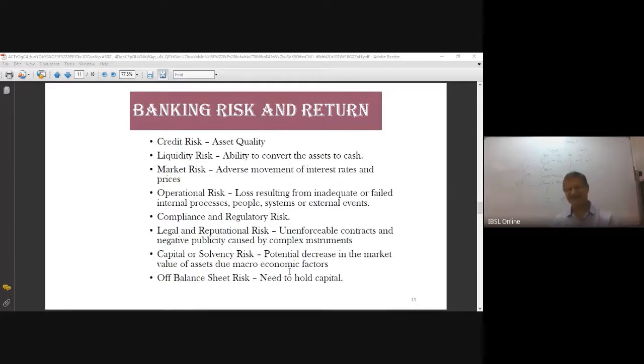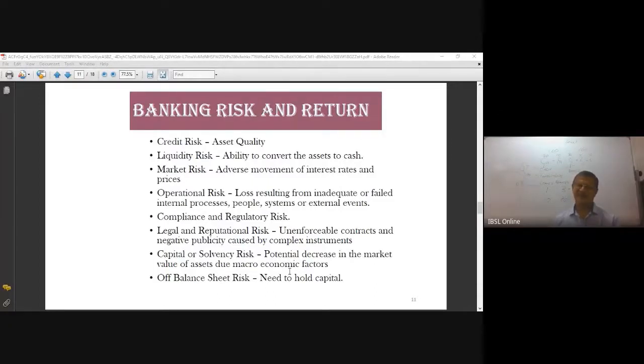Liquidity risk is also the ability to convert assets into cash. I said your customers may demand their deposits any time, because all the deposits you undertake from customers are mostly payable on demand. Therefore, you need to maintain liquidity. So your ability to convert assets into cash will be dealt with in the liquidity risk.